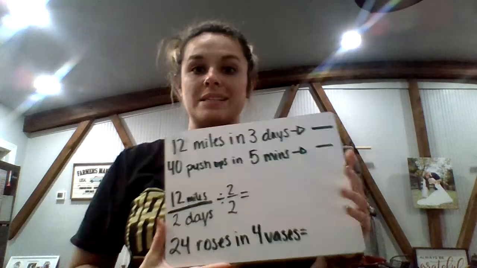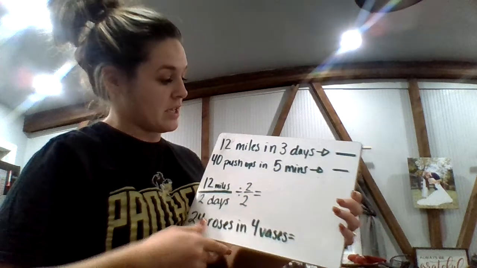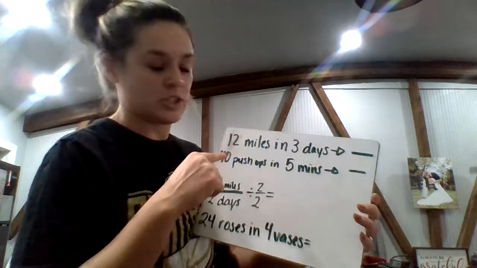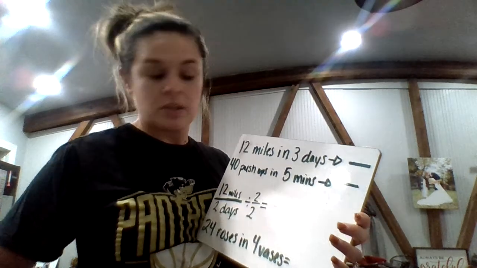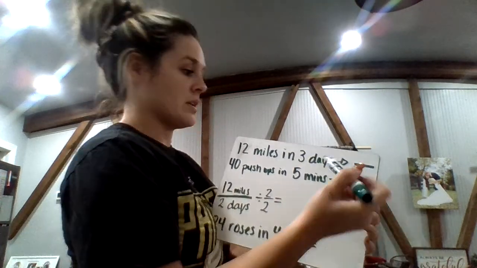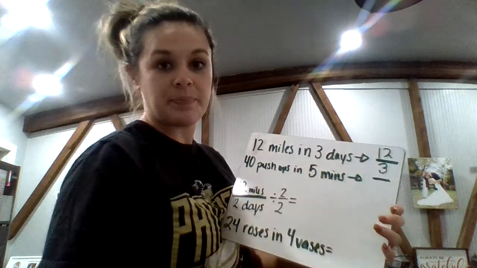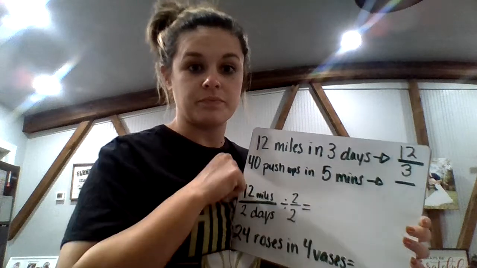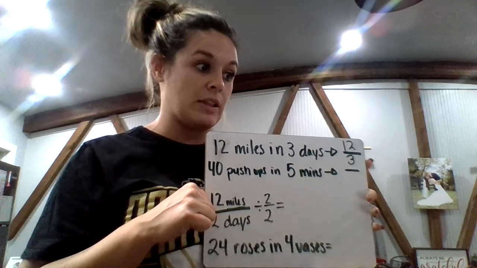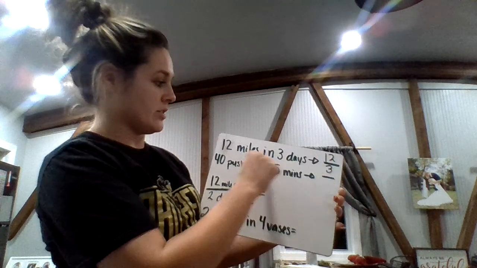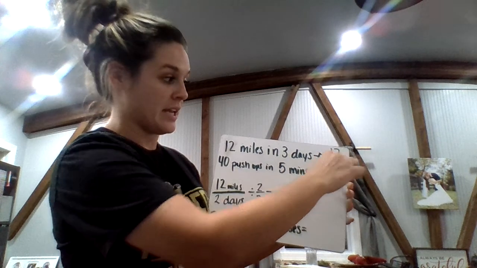Rate basically means per one. This first question says 12 miles in 3 days. It just wants you to set that up as a fraction. So it would be 12 miles in 3 days. And for these first two questions, it says do not simplify. So that's why it looks like this. It says 12 miles on the question and then in 3 days.